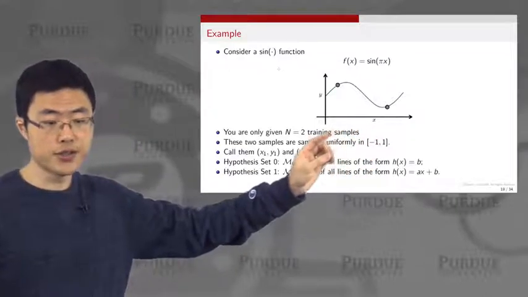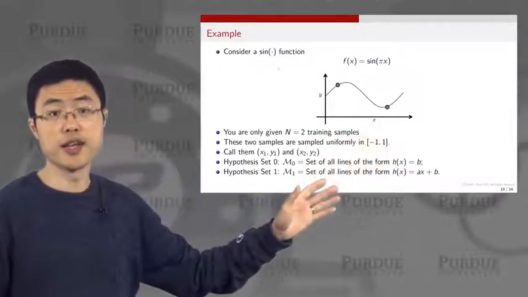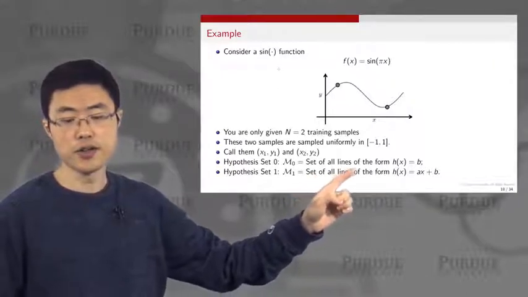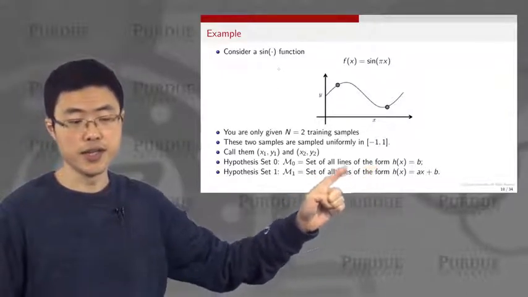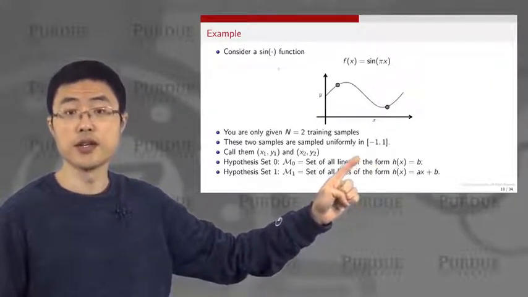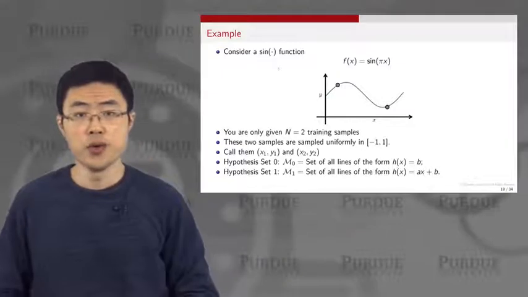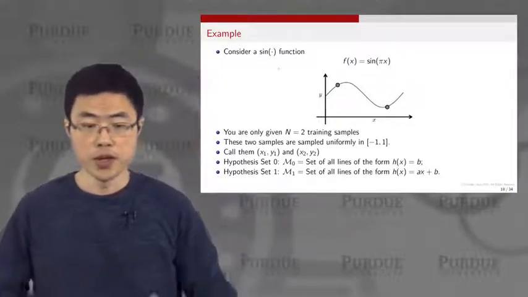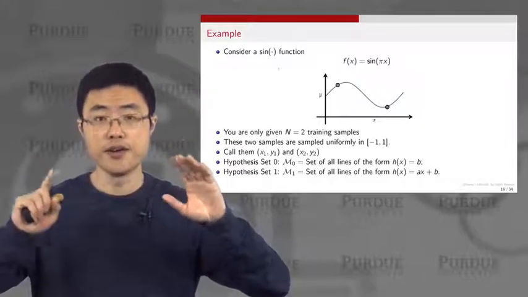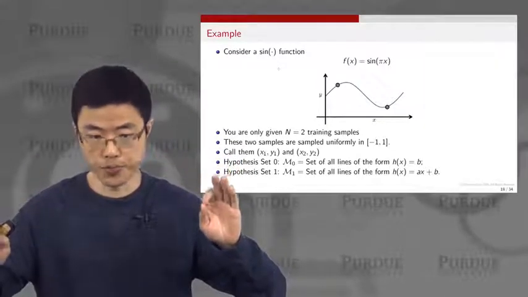The hypothesis set 0, I define as M0. That would be the set of all the lines that are constant. And I'm going to define the hypothesis set 1, M1, that is the set of all the lines. So what we are going to do is the following. I'm going to give you two data points that come out of this sine curve.